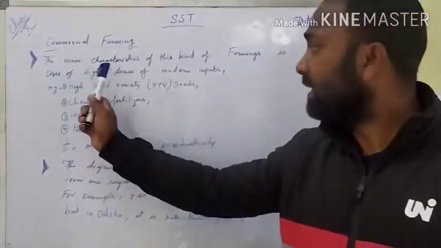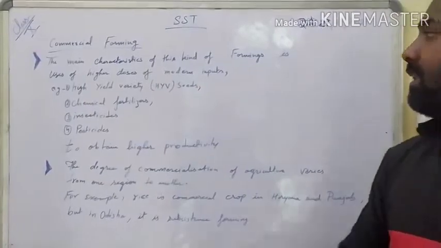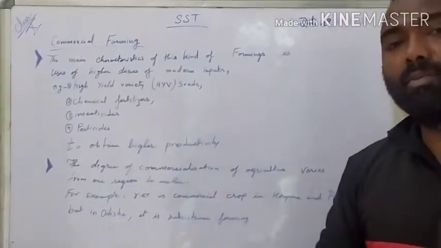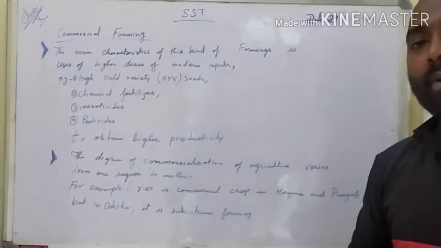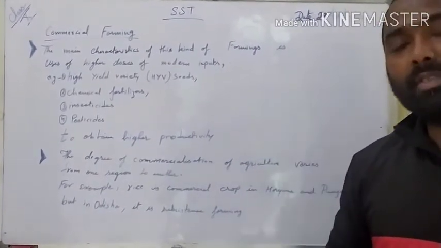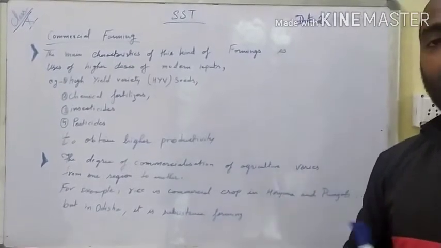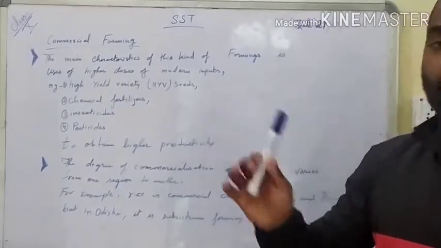Okay, the main characteristic of this kind of farming is the use of higher doses of modern inputs. When we talk about modern inputs, it means modern technology and modern elements that are put into the soil for getting higher productivity. So let us understand what they do.